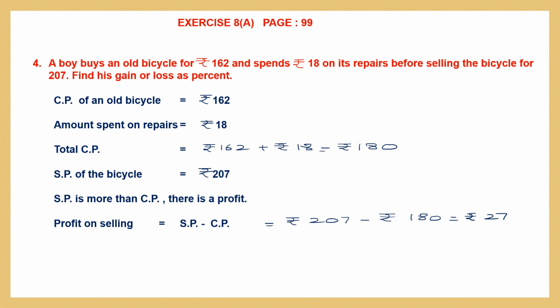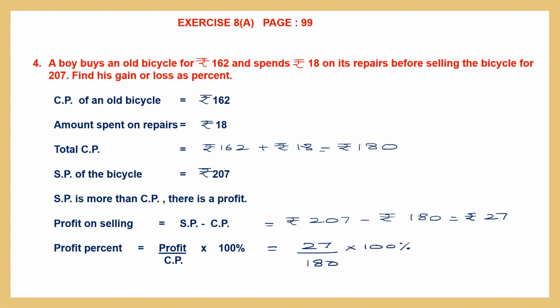Now to find the profit percent, we say profit divided by cost price into 100%. So the profit is 27 and the cost price is 180. This is the total cost price, not the first part. The total cost price is 180. That is what we need to write here. And then multiply by 100%.